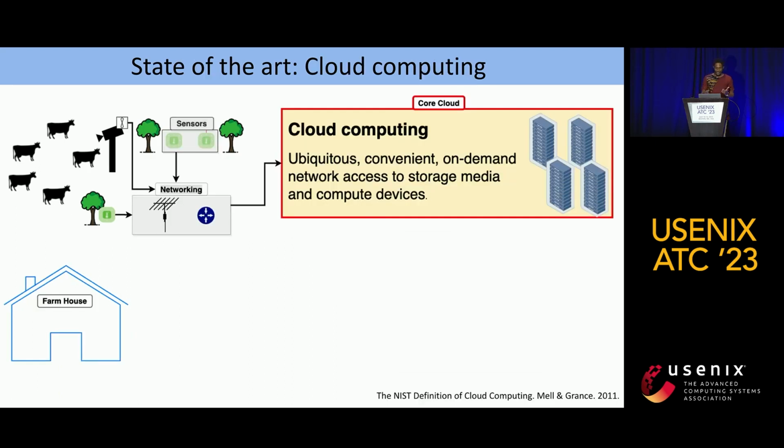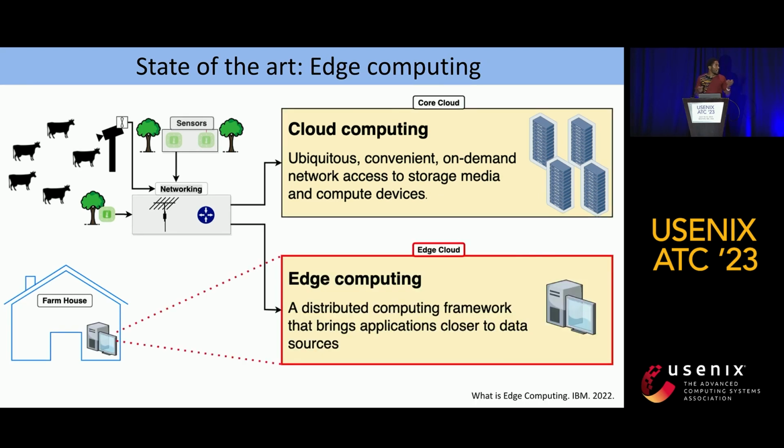Now, we've collected a lot of sensor data. We need to process it. We have two options here. The first is the cloud, which the US National Institute of Standards and Technology, or NIST, defines as ubiquitous, convenient, and on-demand network access to potentially unlimited storage and compute. The second option is you can just store and process the data close to its data source at the farm edge. You can see that these two represent a trade-off.